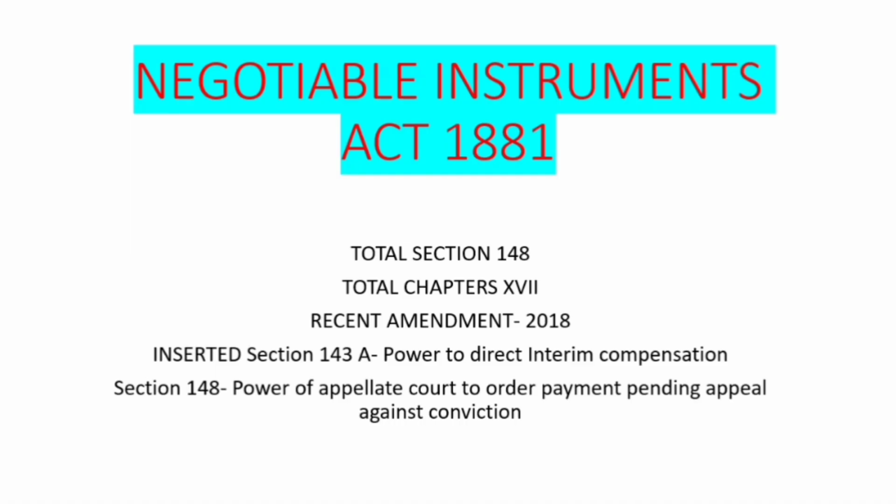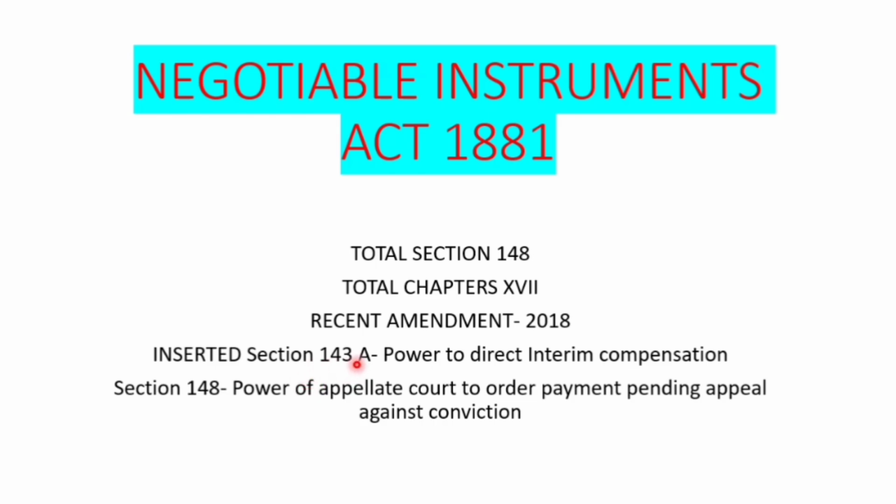Today in this video we are going to concentrate on the Negotiable Instrument Act 1881. The total sections under this act are 148 and the total chapters are 17, and the recent amendment is the amendment made in 2018, and this 2018 amendment inserted two sections.